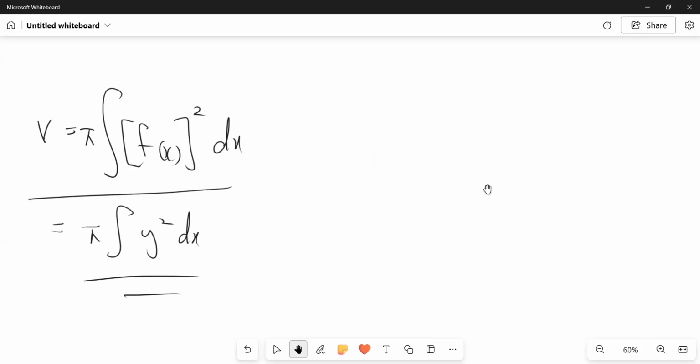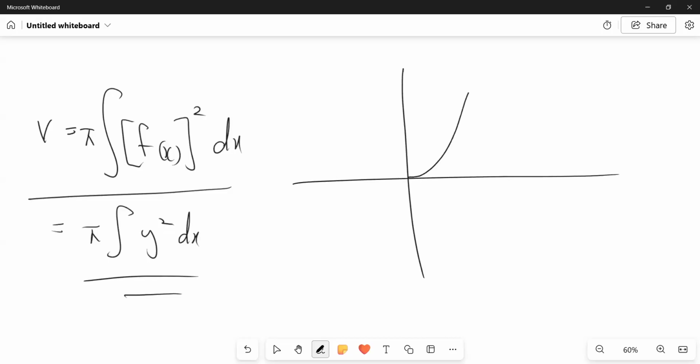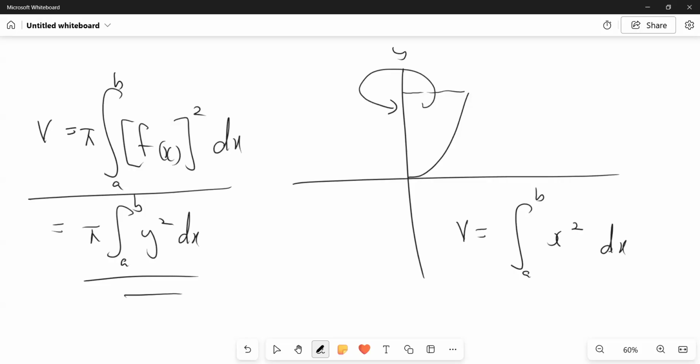So let me give you the version if you have, let's say, something like this, and you were to take this and revolve it around the y-axis now. How do you find the volume generated? So the volume now, if you revolve around the y-axis, V is going to be equal to, oh, I forgot the A and B here, the integral from A to B of x squared dx, right? Put your pi outside here.